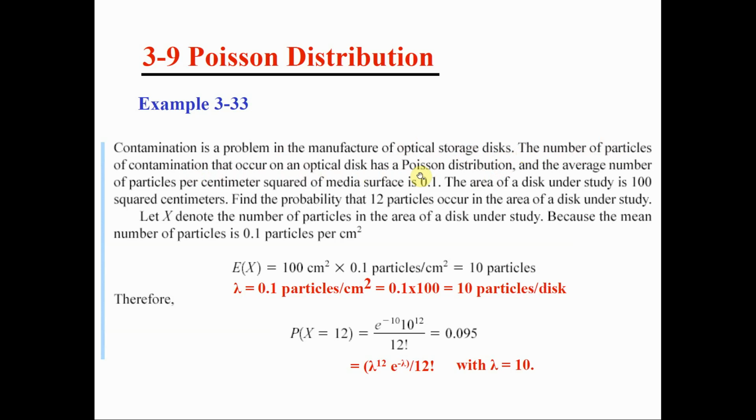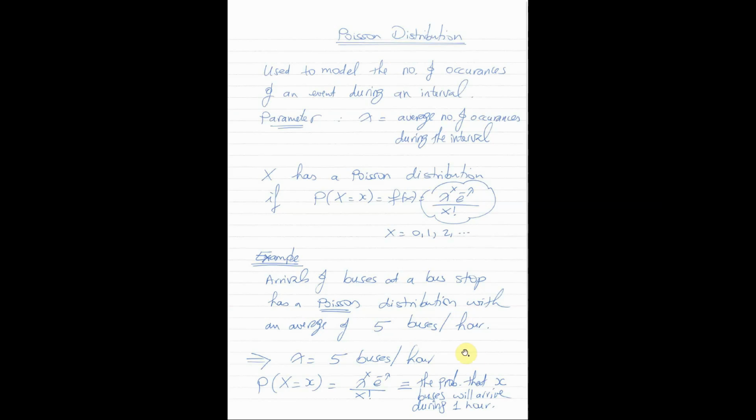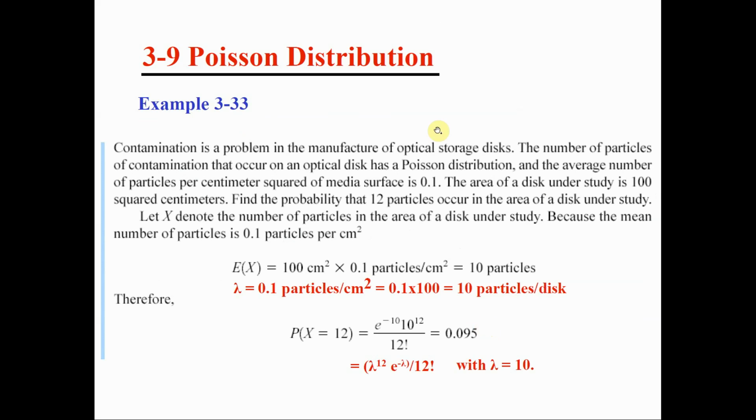So whether we have 2 particles of contamination in the disk of study, or 3 or 10, that number of particles of contamination in the disk has a Poisson distribution. As you notice here, we are dealing with particles of contamination that occur in an interval in space. We're talking about the disk, not buses that arrive in an interval of time, but particles of contamination that appear. But whether we have only 1 particle, or 2, or 3, or 50, this number follows a Poisson distribution, and this is given in the question.